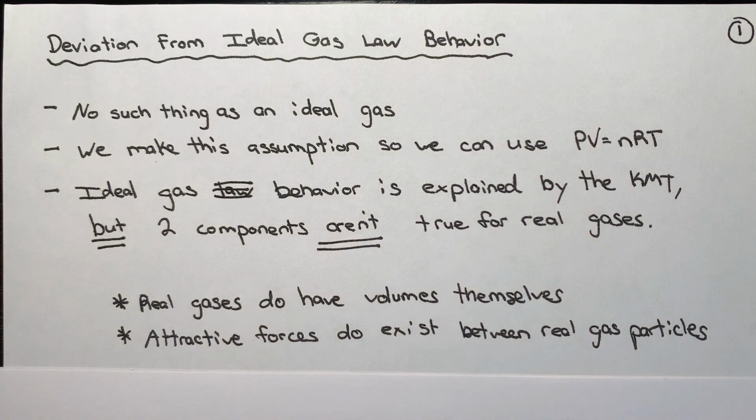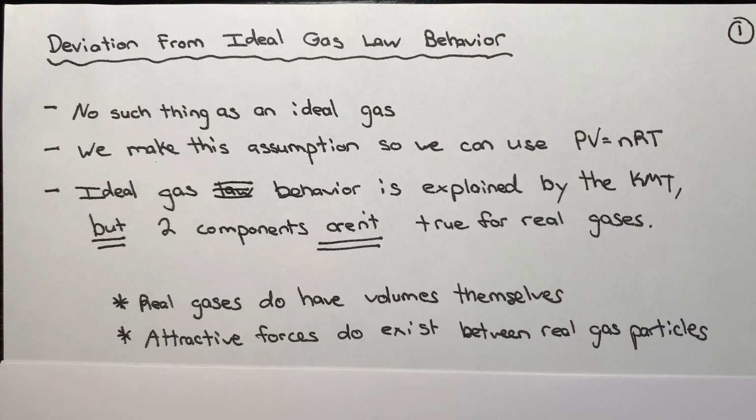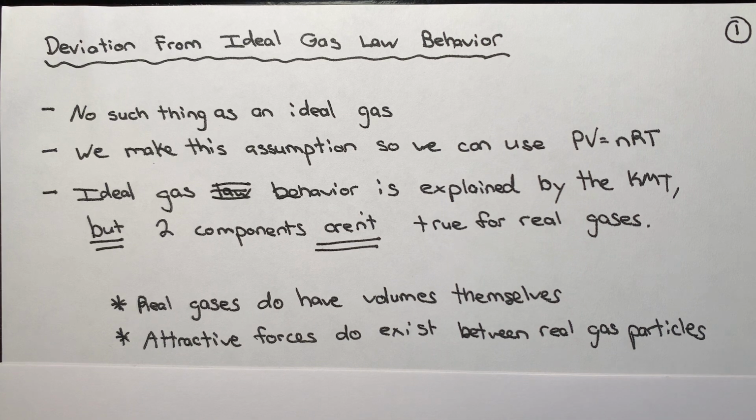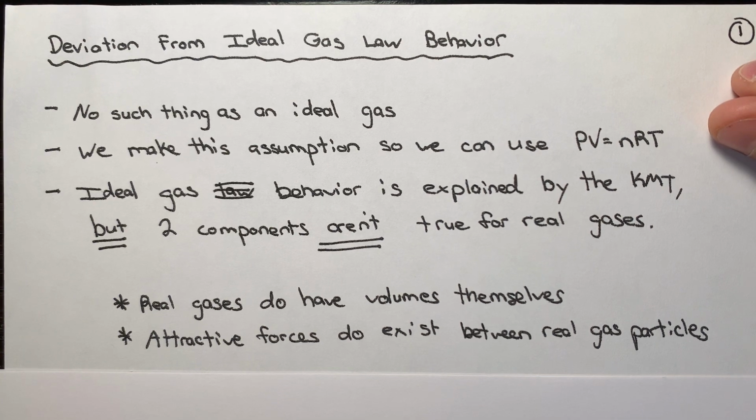Hey guys, today's video is going to deal with the deviation from ideal gas law behavior. First and foremost, it's important to realize that there is no such thing as an ideal gas. We make this assumption so we can use the ideal gas law, PV equals nRT, in addition to Boyle's, Charles's, and Gay-Lussac's laws.